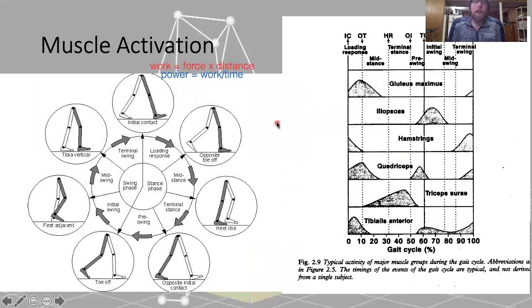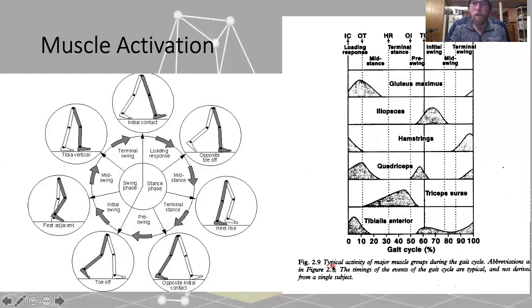Now, what about muscle activation? So we've looked at joint torque. We've looked at joint power. What about muscle activation? This would be measured by the EMG, the electromyography, those electrodes that are hooked up to certain muscle groups. As we start breaking down the gait cycle, let's look at some different muscle groups here and see if we can figure out what's going on.